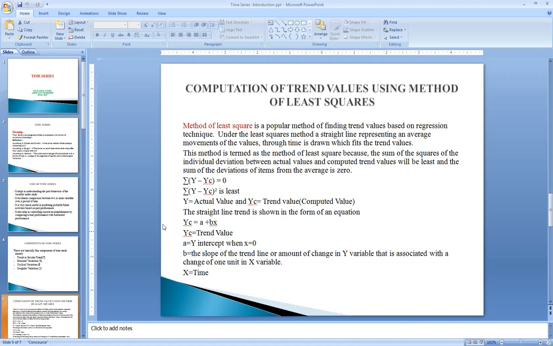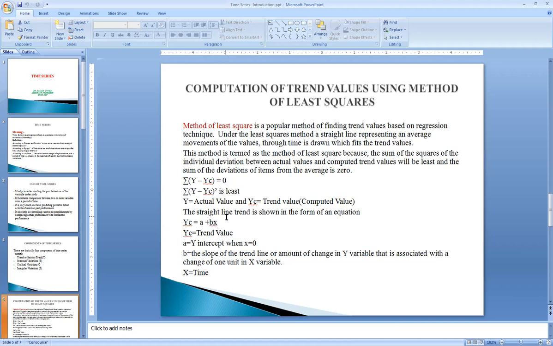So here, sigma (y minus yc) should always be equal to 0. Y means the actual values, and yc is the trend value or computed value. The sum of the deviations should always be equal to 0, or sigma (y minus yc) whole square should be at the least.